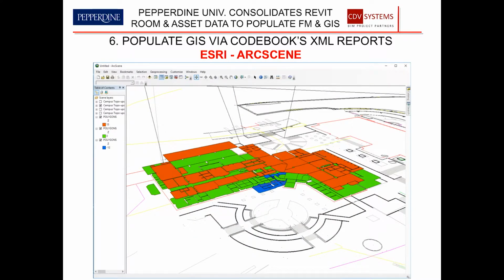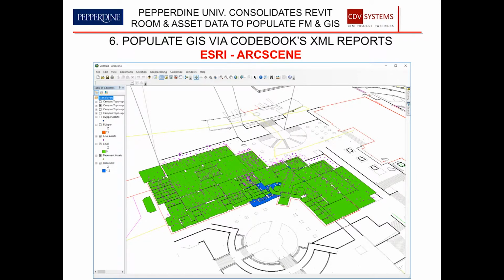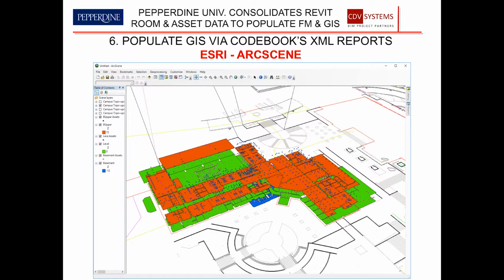This is what it looks like from Esri, ArcScene. And here's an image of the actual assets in ArcScene. So there you can see the lower level with all the assets. There's the upper level here, and there's a third level. So now that you have this, you can use this as indoor GIS just from a database. And now you're populating the GIS model with all the rooms and all the assets from this consolidated Revit model.